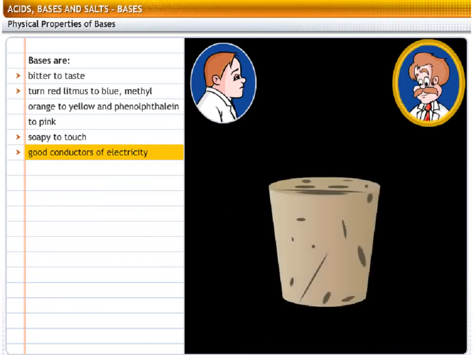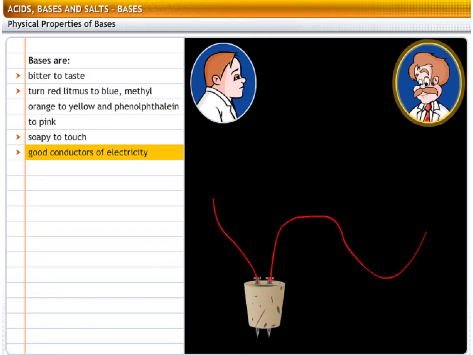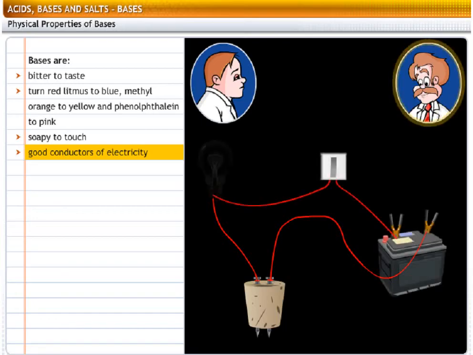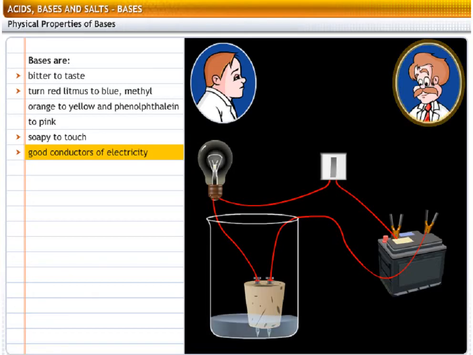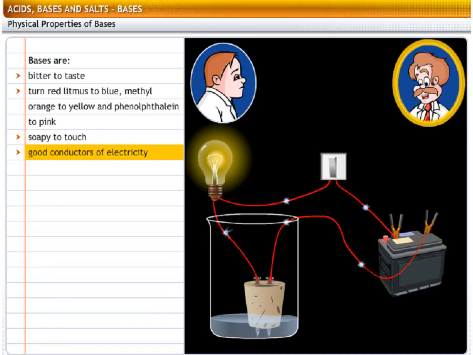Then, we take a cork and fix 2 carbon rods in it. Next, we connect the rods with an electric wire in series, along with a battery, switch, and a bulb. Now, we insert the setup into the beaker with sodium hydroxide. Finally, pass electricity through it. We can observe that the bulb glows. From this, we can conclude that bases conduct electricity.